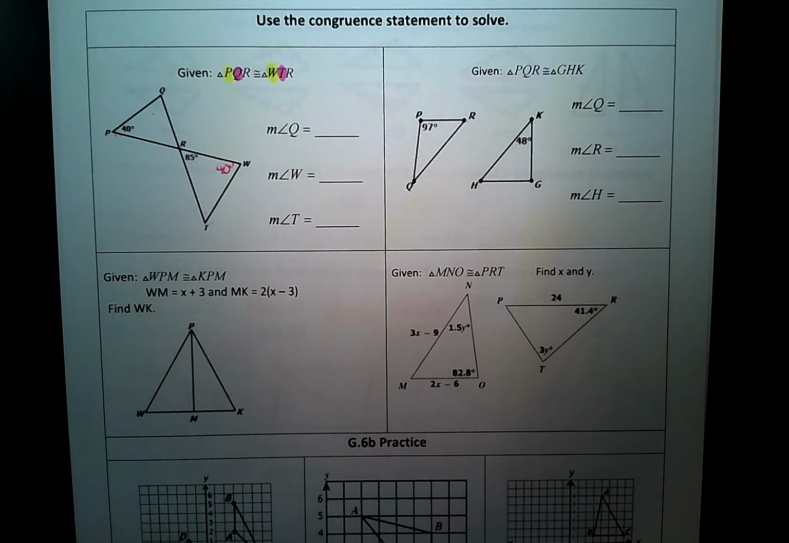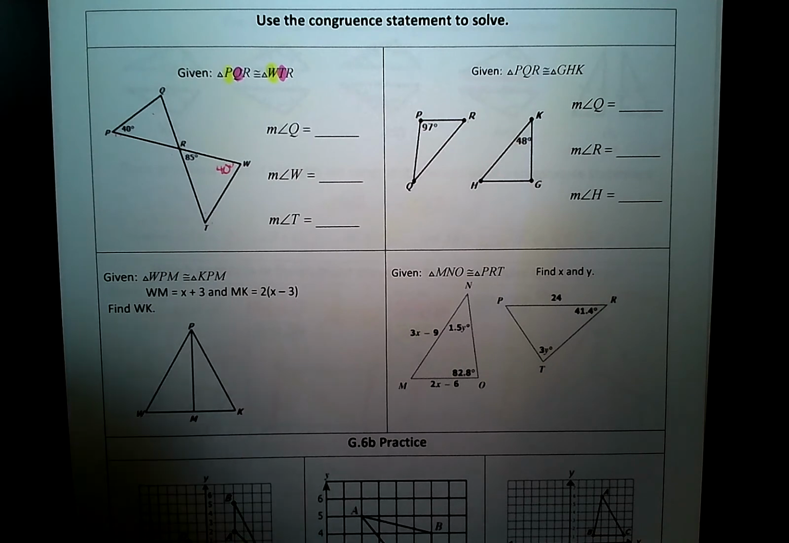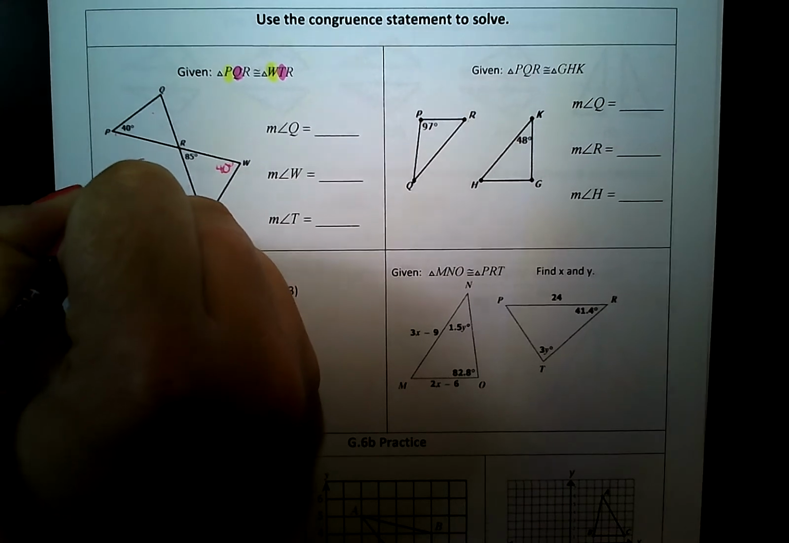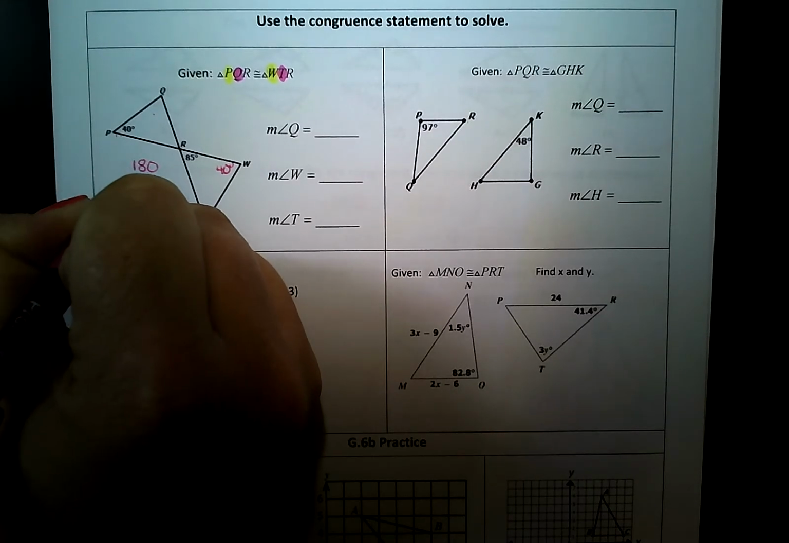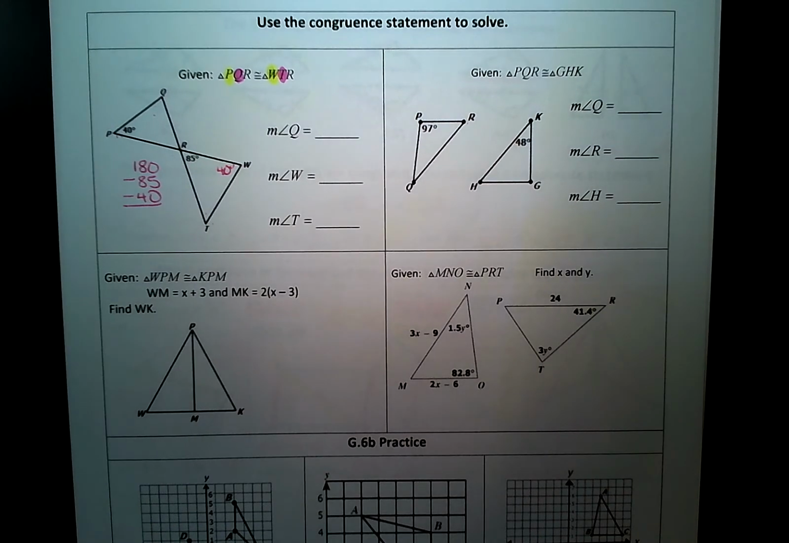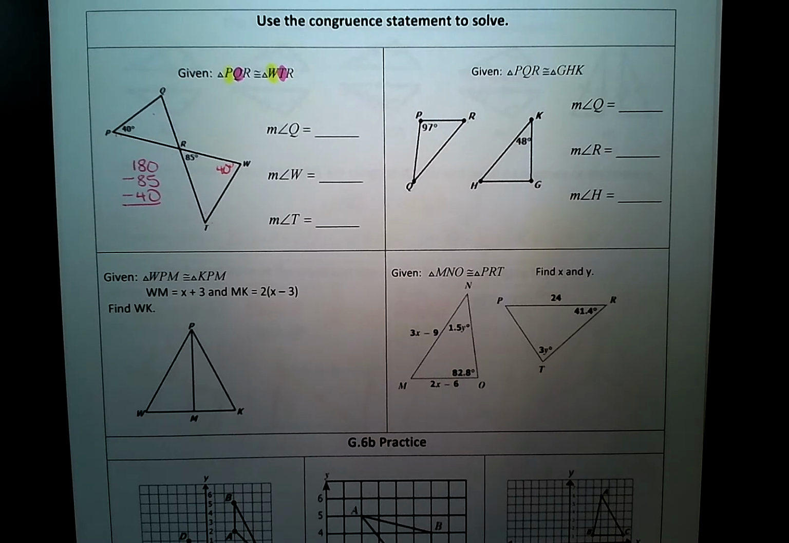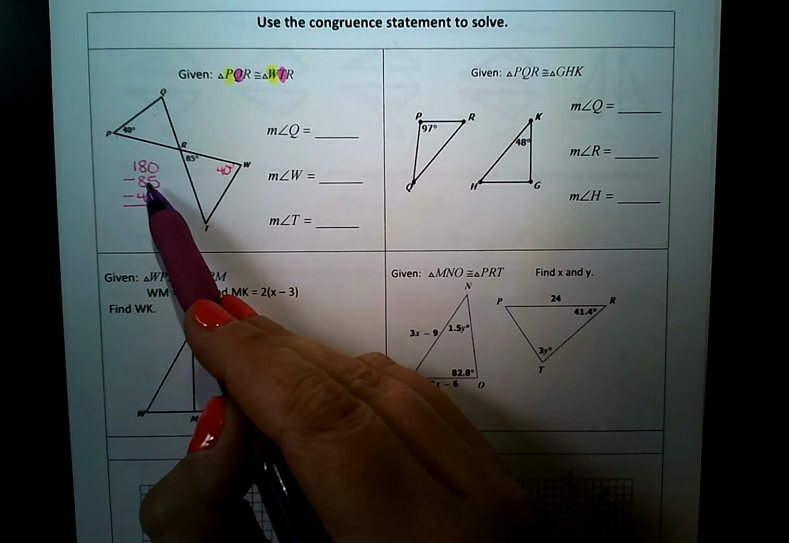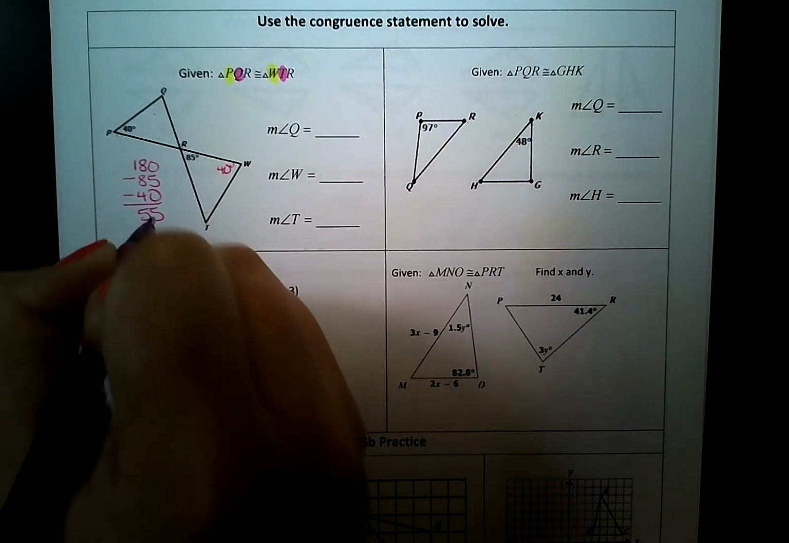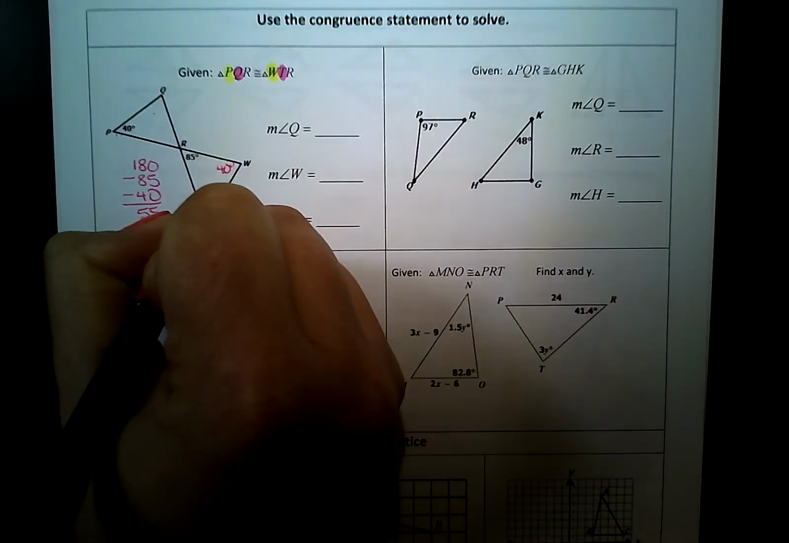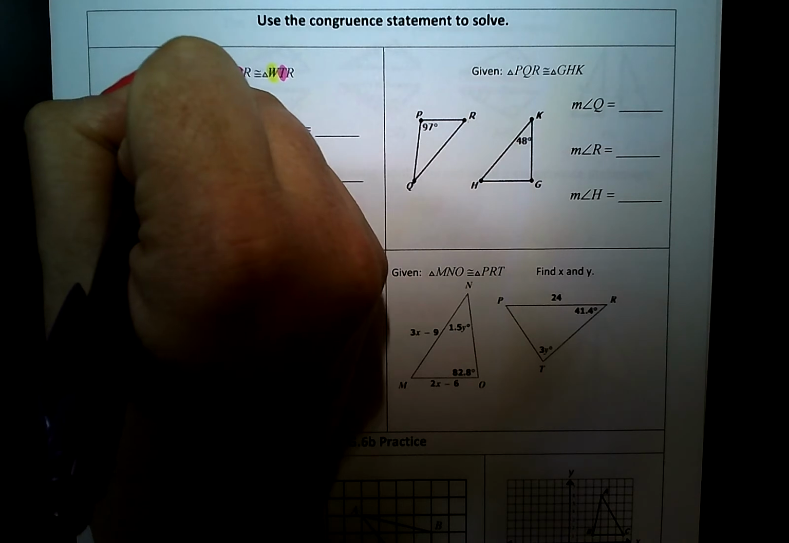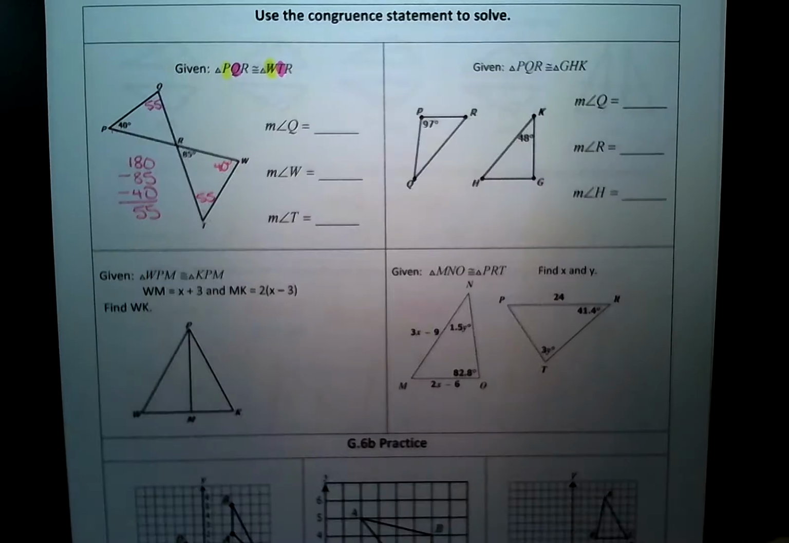Using the triangle sum theorem, I know that the 3 angles have to add up to 180 degrees, so I can subtract what's given to me, and what's left will be the value of angle T. So 180 minus 85 minus 40 leaves me with 55. So angle T is 55. And since angle T and angle Q are a match, angle Q is also 55.